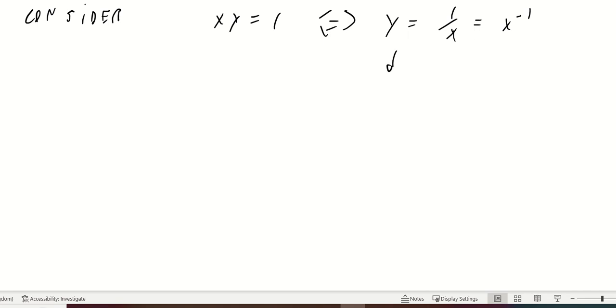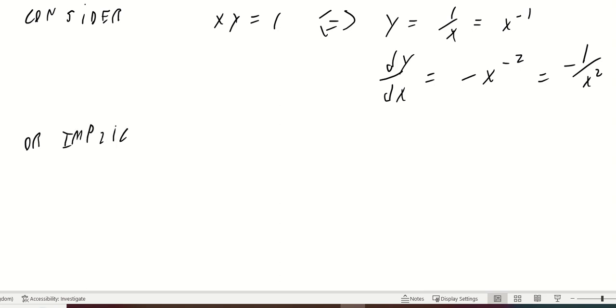So this allows us to compute the derivative dy/dx quite easily, just using the power law, which would be minus x to the minus 2, which is equal to minus 1 all over x squared. Alternatively, we could use implicit differentiation. This is where we take the original equation and differentiate across the entire equation, the left side and the right side.